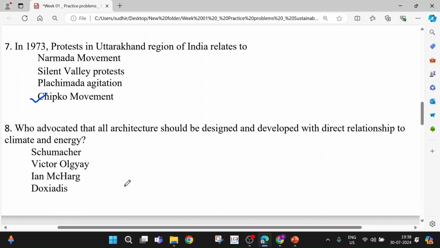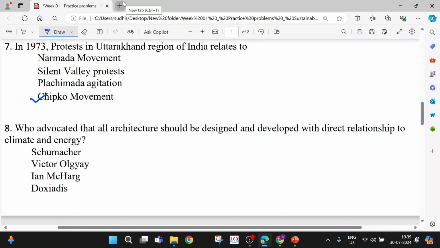Option B. Two people are saying option B, Payal and Vidya. The rest are still thinking. So type your answer in the chat box. Then after that we can move to the next question. B only. Gayatri is also saying B. Gayatri is saying A. So B is the right answer for this question, Gayatri.